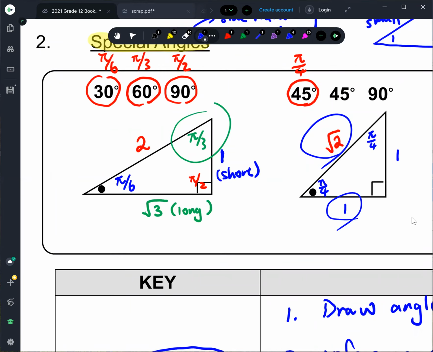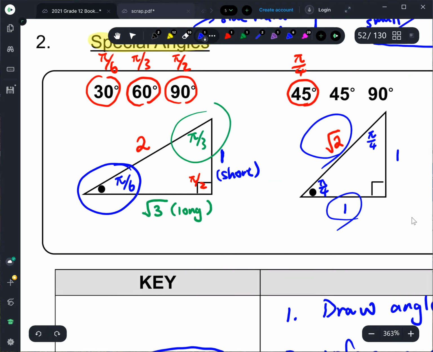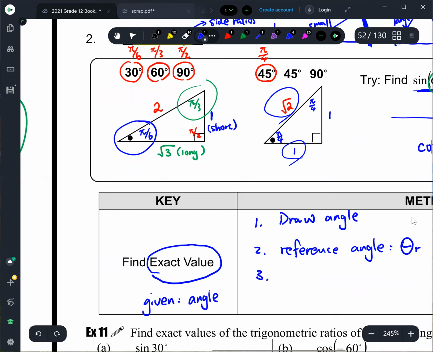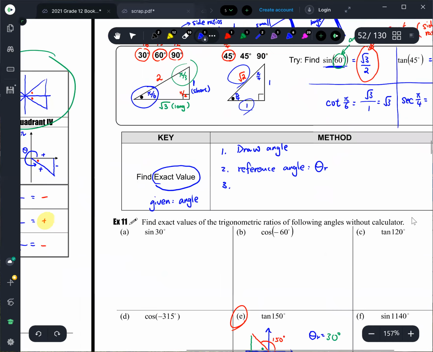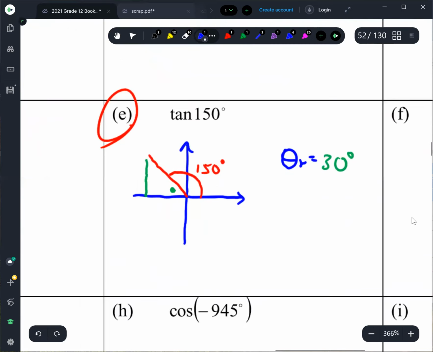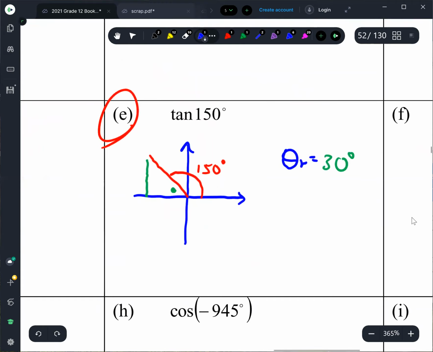So you look at this picture, 30 degrees is the blue one. You need to put the numbers into the right places. Pi over 6 is the shorter one. The smaller angle has the shorter side. So you need to put the 3 numbers into the picture. It's a 30 degree angle, so the shorter side is 1. Hypotenuse is 2.